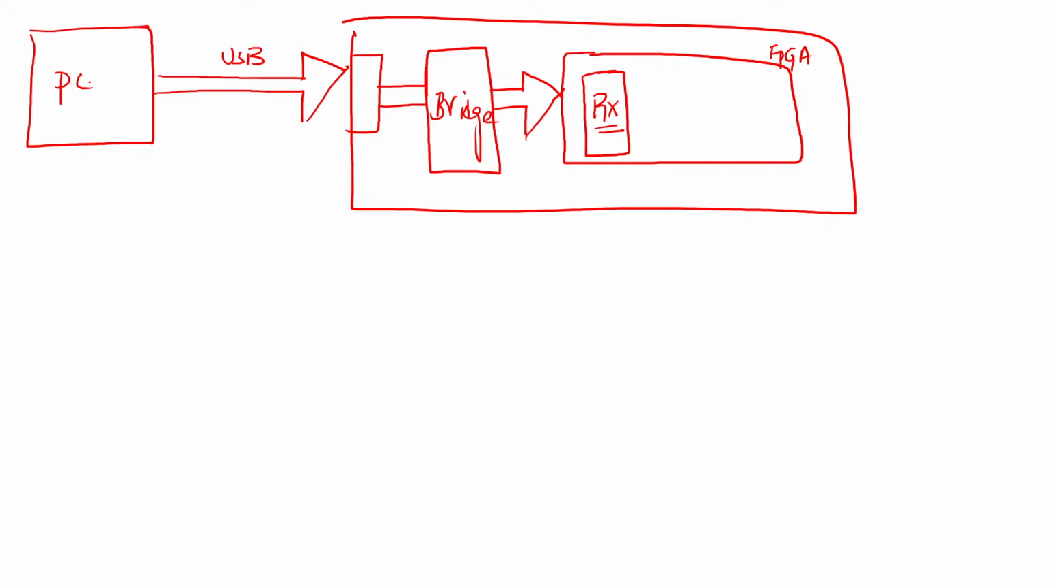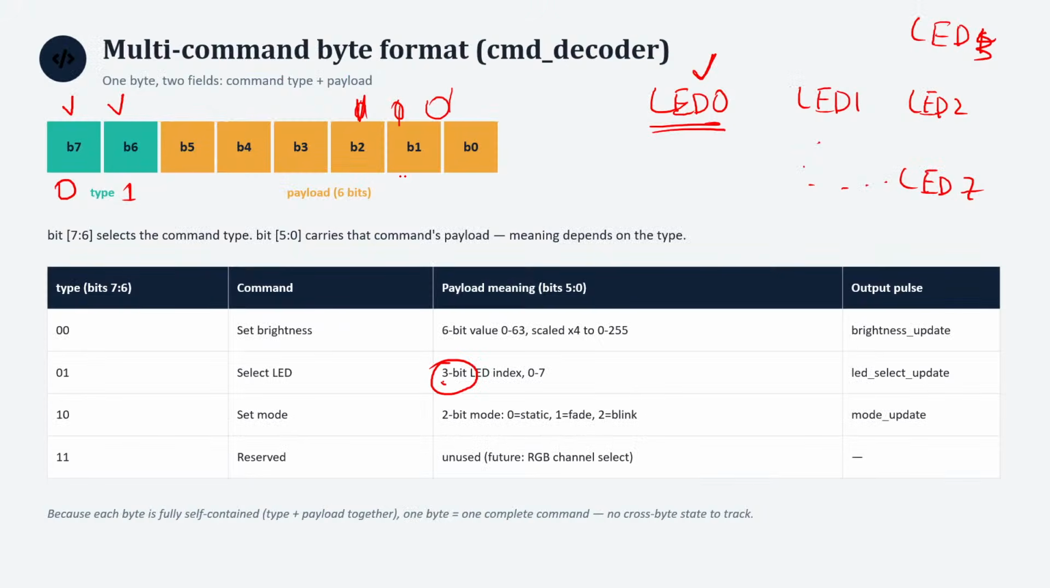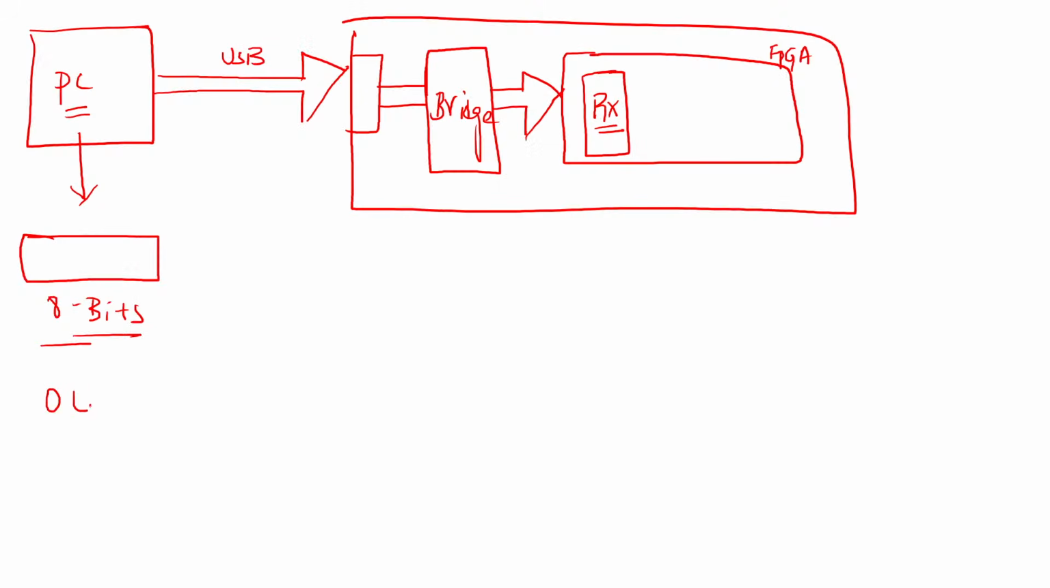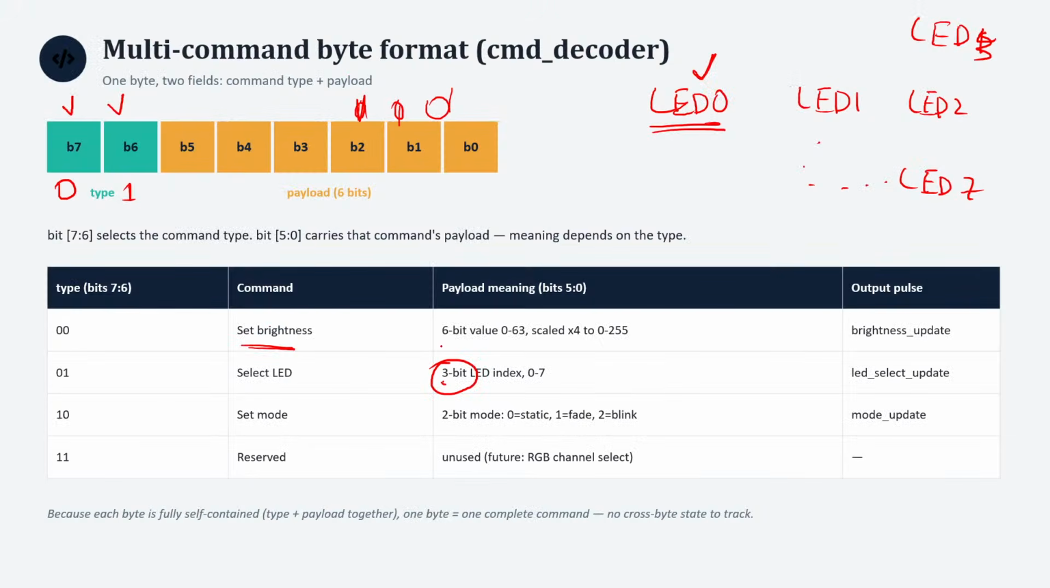Now, what is the PC software going to do? It is going to send me 8 bits of data. So at the software level, we are going to create this particular frame. If I want to select the brightness, my MSB bits will be equal to 00, and using the 6 bits I'm going to decide what kind of brightness I need.